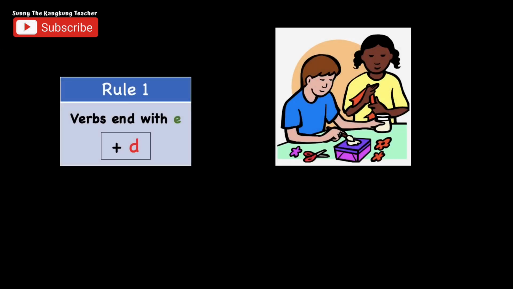Rule number 1. Let's take a look at this picture. This is create. Create. Repeat after me. Create. So this verb ends with an E, and we can use rule number 1 to transform the verb into its simple past tense form. What we need to do is just to add D. So the simple past tense form for create is created. C-R-E-A-T-E-D. Created.